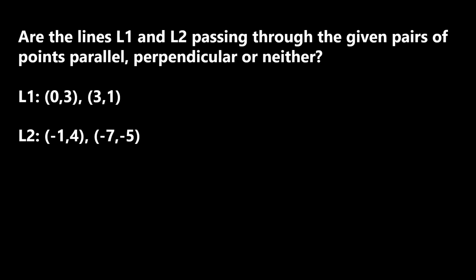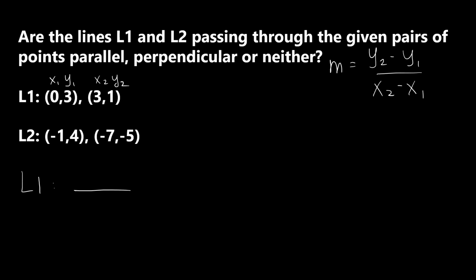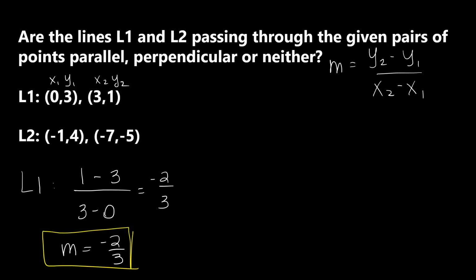And remember, the slope formula was y2 minus y1 over x2 minus x1, and we use this formula for a given 2 points. So let's start with line 1. Line 1 we can label as x1, y1, x2, y2, and just plug it in. So y2 is 1, y1 is 3, x2 is 3, and x1 is 0. So 1 minus 3 gives me negative 2, 3 minus 0 gives me 3. So I know the slope of line 1 is negative 2/3. So that's our slope for the first line.